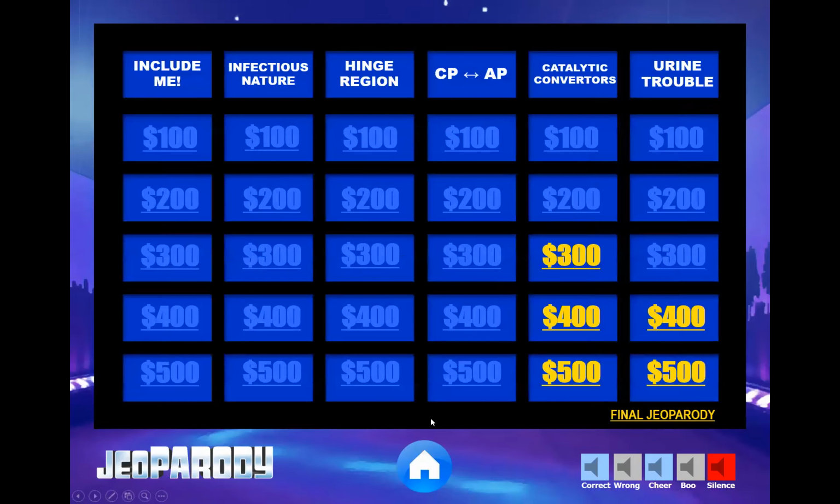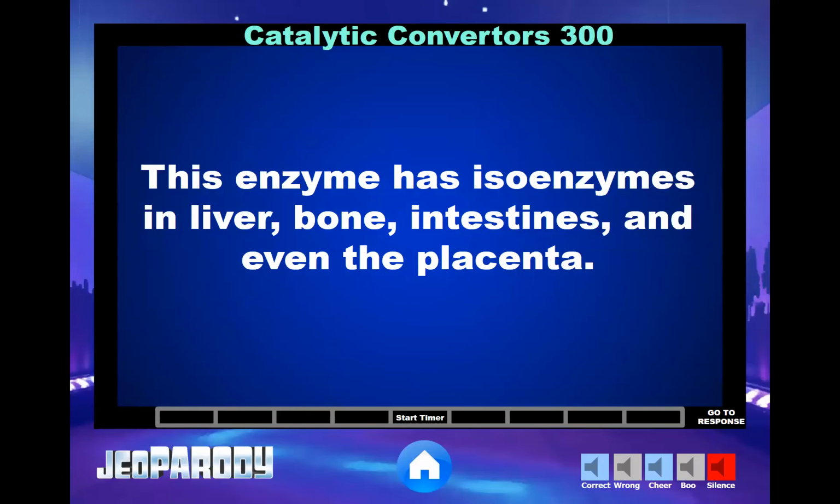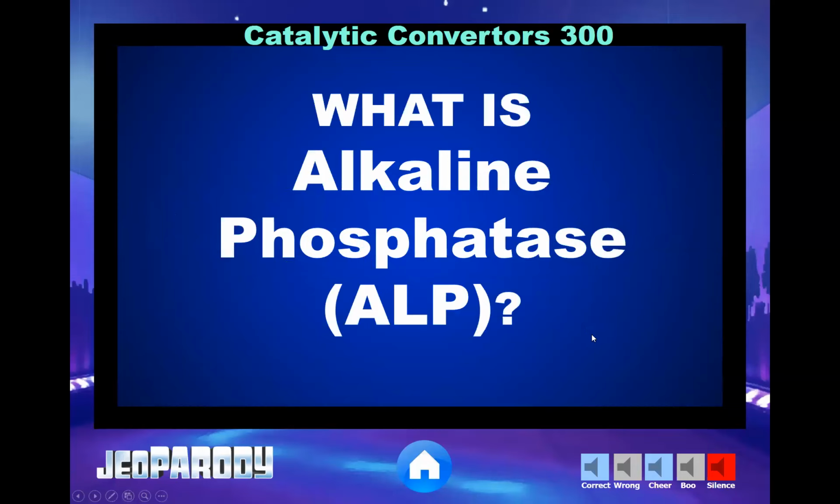Okay. I'm going to go ahead and do catalytic converters for 300. This enzyme has isoenzymes in liver, bone, intestines, and even the placenta. So which clinical enzyme of interest has isoenzymes in all of these locations? We're primarily interested in liver and bone forms. It is alkaline phosphatase. Very good. So alkaline phosphatase is going to be increased in liver obstructive diseases. We also use alkaline phosphatase as an indicator of bone reconstruction. So this is an enzyme that's going to have activity after we stimulate the new bone growth or bone remodeling, bone healing.